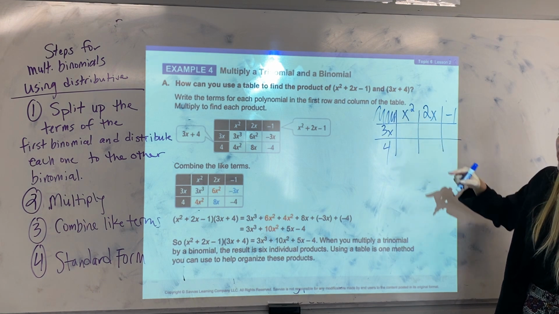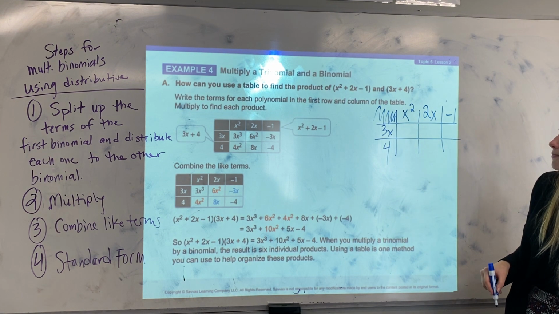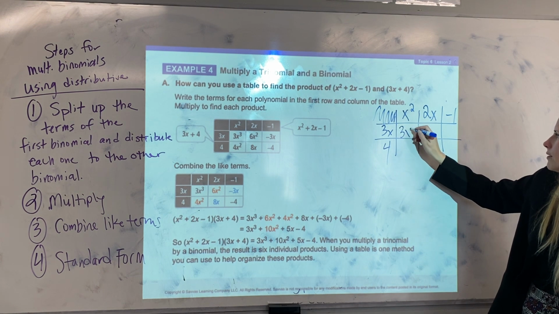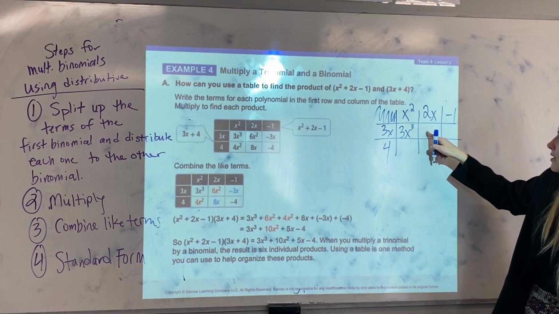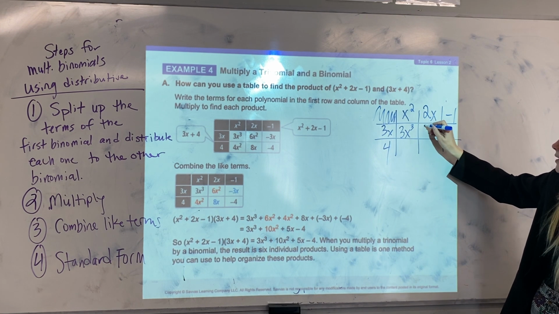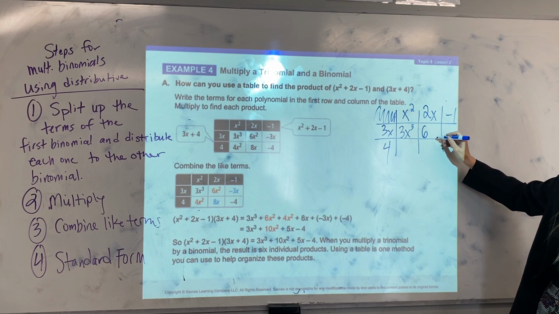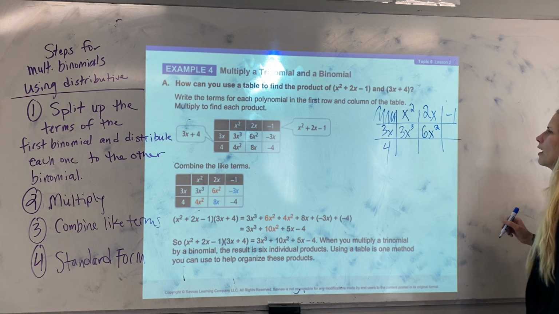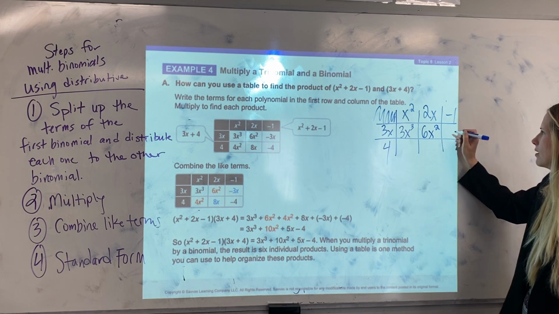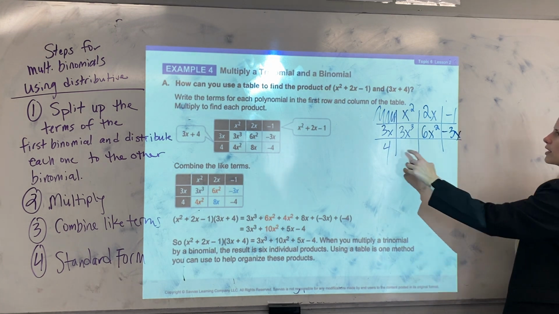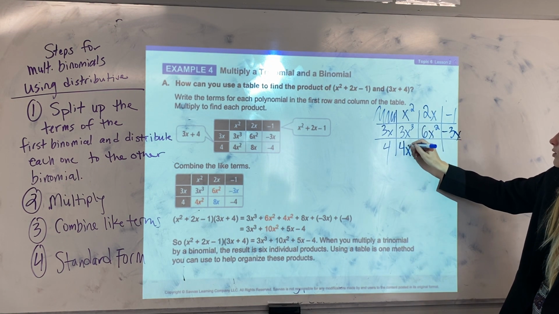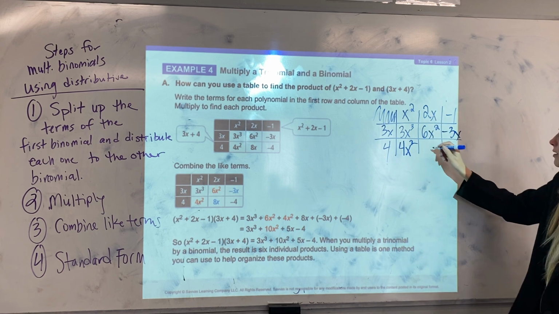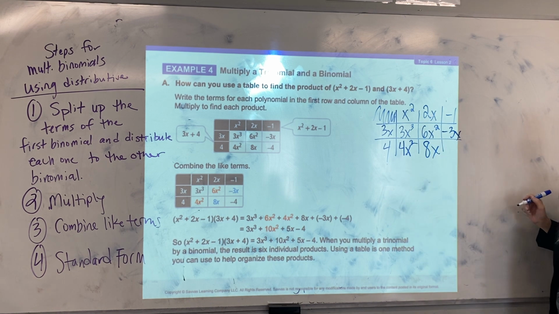3x times x squared is what? 3x squared. Nope. What was it? Yep, 3x cubed. 3x times 2x is 6x squared. My brain went to cube. 6x squared. 3x times x... wait, x times x squared is x squared. 3x times negative 1 is negative 3x. 4 times x squared, 4x squared. 4 times 2x, 8x. Good. And 4 times negative 1, negative 4.